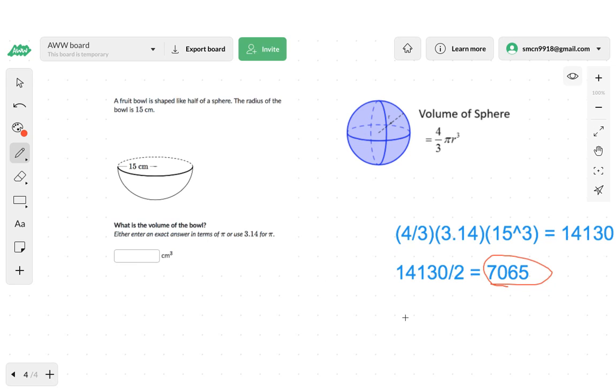So for these word problems, just identify first what shape they're asking for. So either volume of a sphere, cone, or cylinder. Pull out that formula and then read through the question to make sure you have all the information needed.